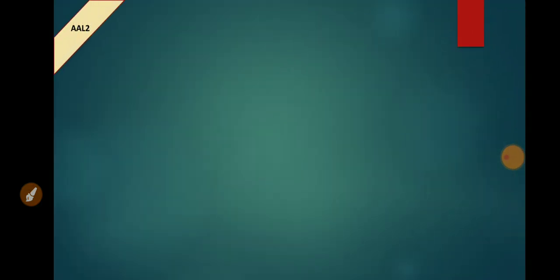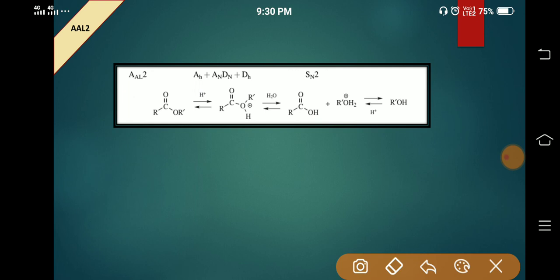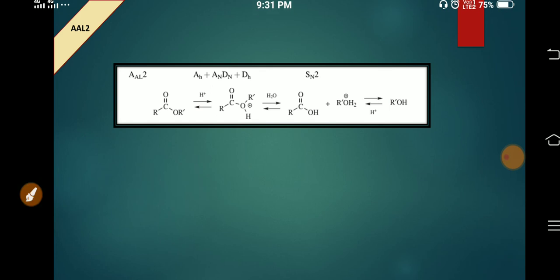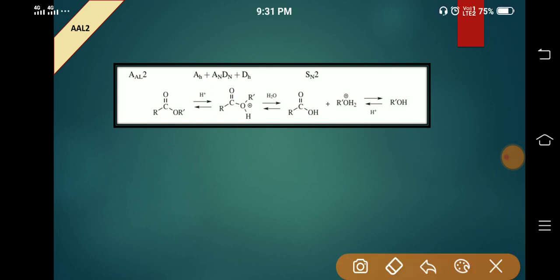Now, the last mechanism of acid catalyzed ester hydrolysis is AAL2, that is acid catalyzed alkyl cleavage bimolecular. The IUPAC nomenclature for this type of mechanism is AH, ANDN and DH. Here the ANDN terminology is new for you all, indicating association of nucleophile, dissociation of nucleophile carried out in one of the steps, or they have a resonating structure type of molecule.